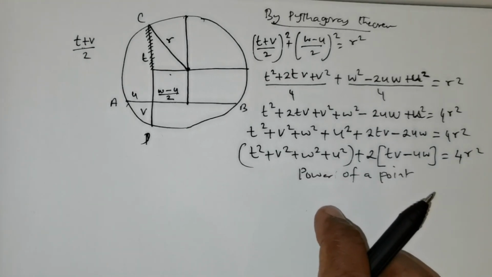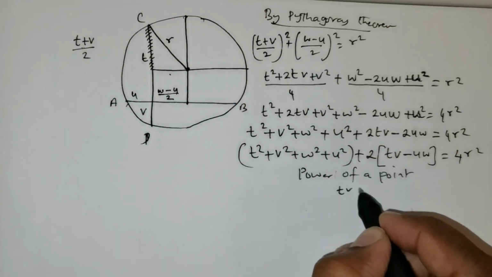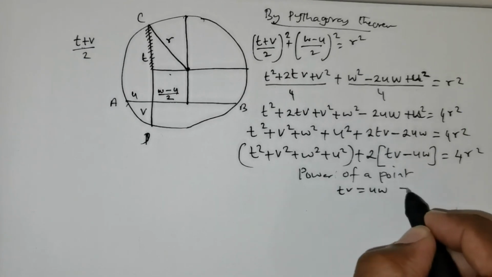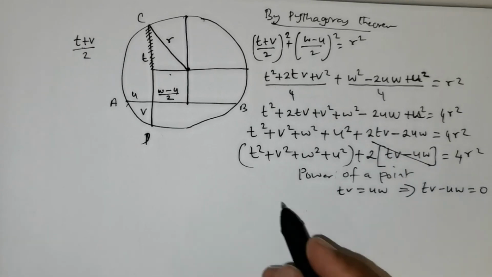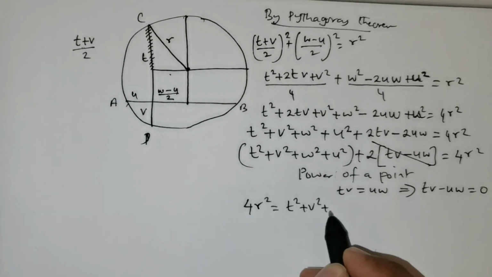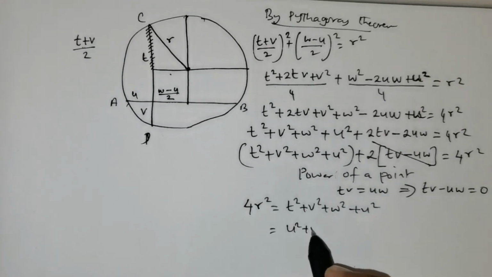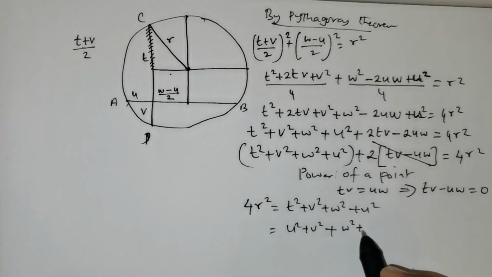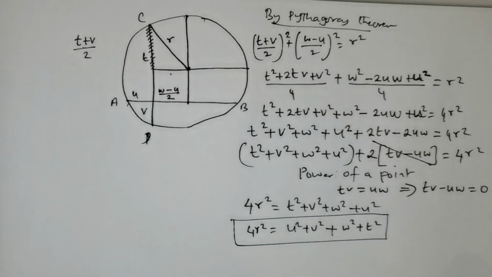Now, by the power of a point formula for the intersecting of chords, we have tv equal to uw. So this means tv minus uw will be equal to 0. So this entire term can be cancelled, thereby giving us 4 times r squared is equal to t squared plus v squared plus w squared plus u squared. Of course, we can rearrange it as u squared plus v squared plus w squared plus t squared is equal to 4 times r squared, or however way you want it arranged depending on your convenience. So thus we have proved this important formula.